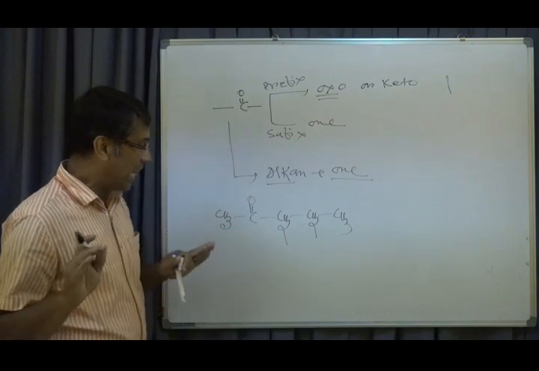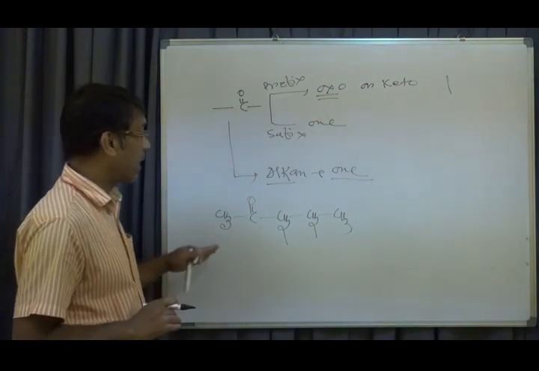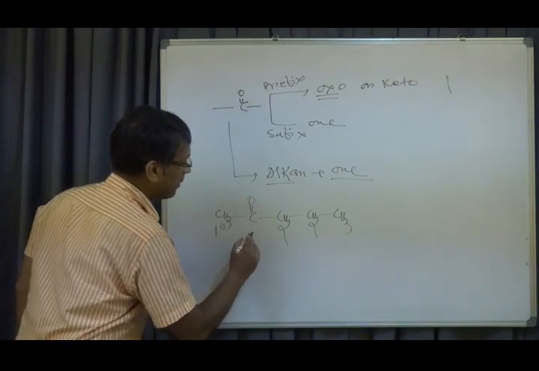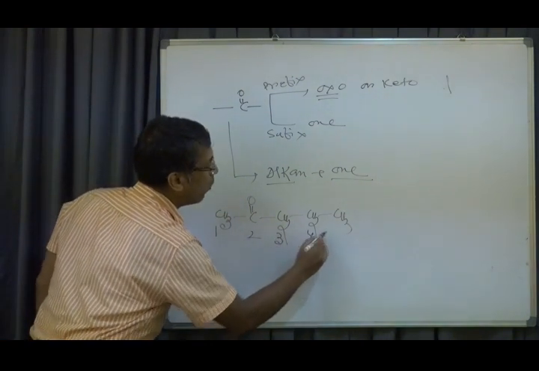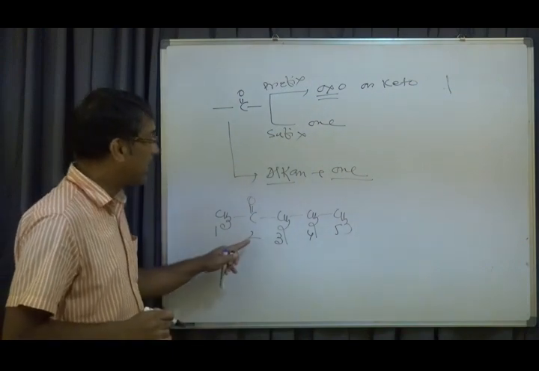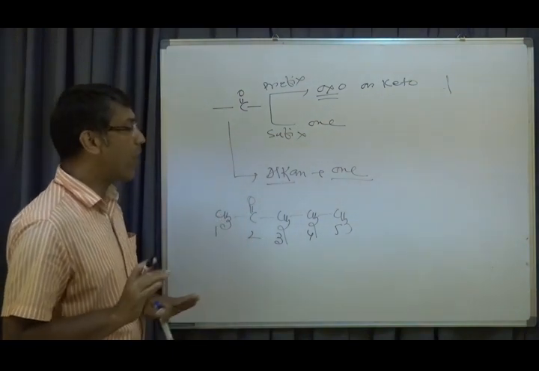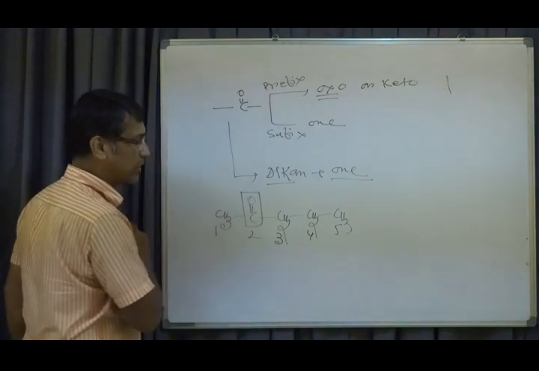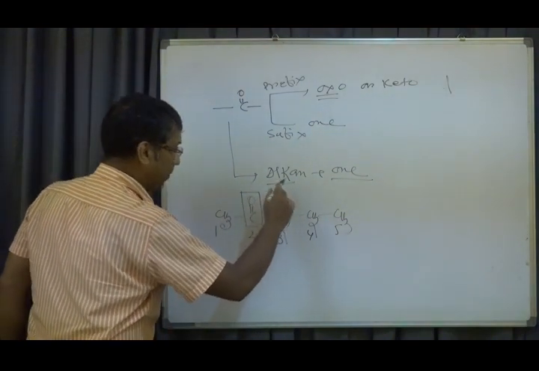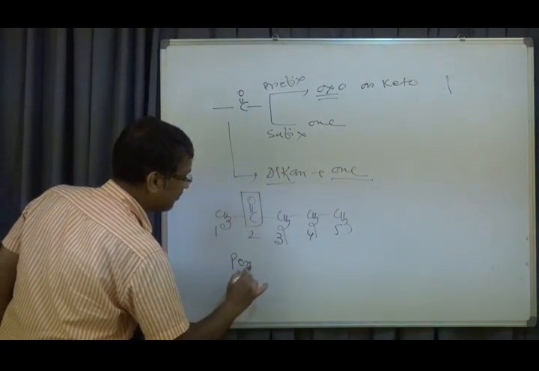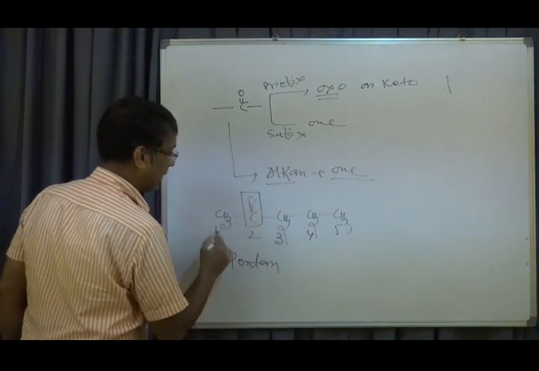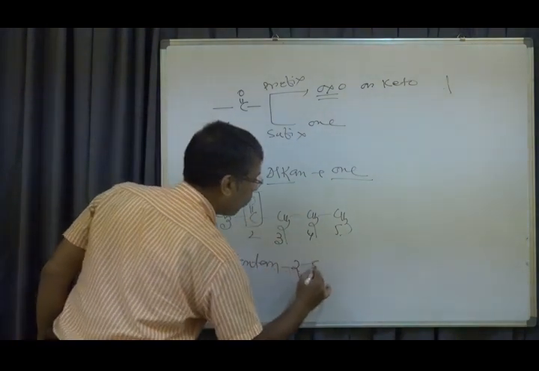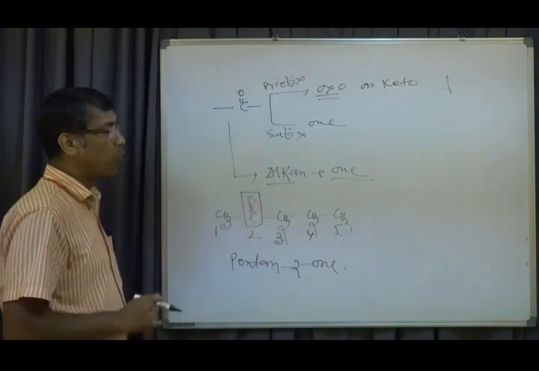So we have to see from where we start the numbering. We have to start the numbering from this side, 1, 2, 3, 4, 5, because the ketone group occupies the lowest position, 2 position. So its name will be pentane 2-one.